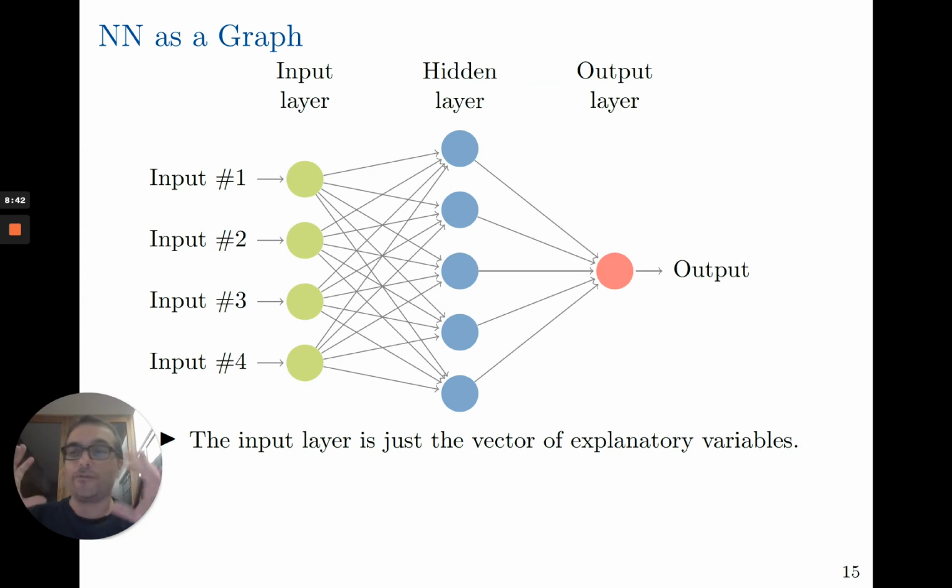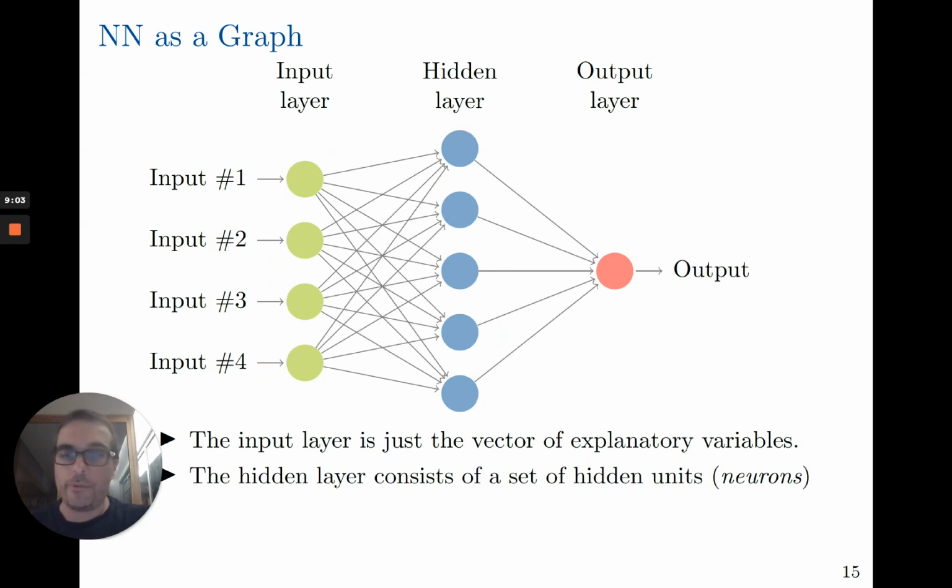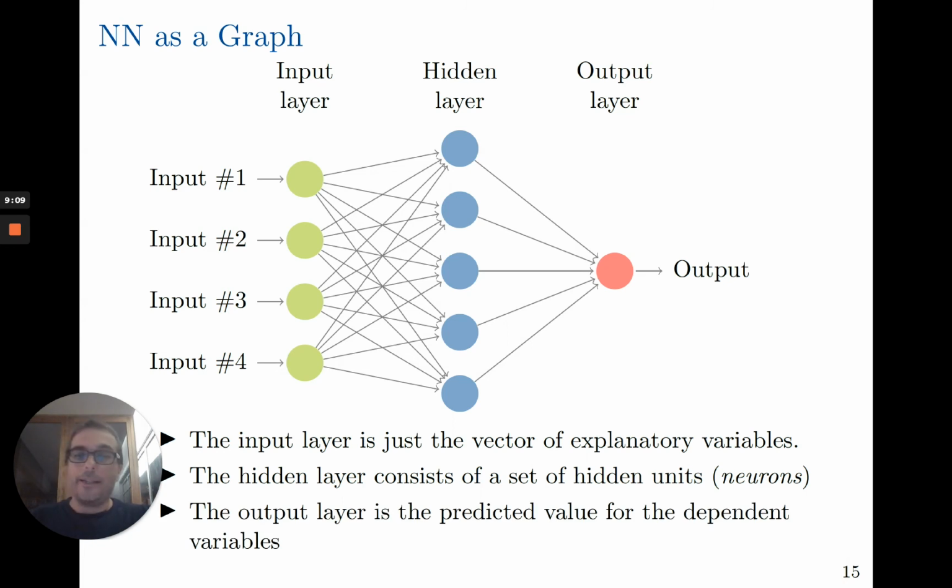And that's the kind of architecture. So these are what we call the input layer, so basically the variables entering the network. And then we have here the hidden layer, and the blue balls are the neurons, as they are called, and then you have the output layer. So the input layer is just the vector of explanatory variables. The hidden layer consists of a set of hidden units or hidden neurons, okay? And the output layer, which is the predicted value.